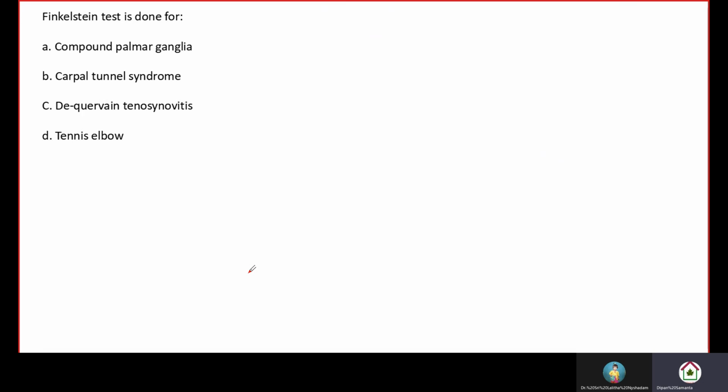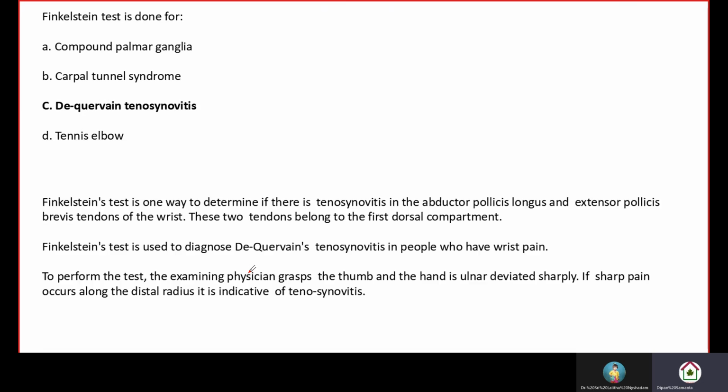Finkelstein test is done for compound palmar ganglia, carpal tunnel syndrome, de Quervain tenosynovitis, tennis elbow. So the answer is de Quervain tenosynovitis. Finkelstein test is one way to determine if there is tenosynovitis in the abductor pollicis longus and extensor pollicis brevis tendons of the wrist. These two tendons belong to the first dorsal compartment. And Finkelstein test is used to diagnose de Quervain tenosynovitis in people who have wrist pain.